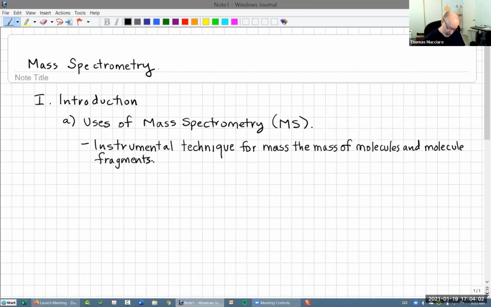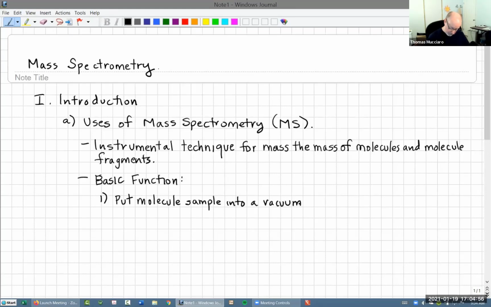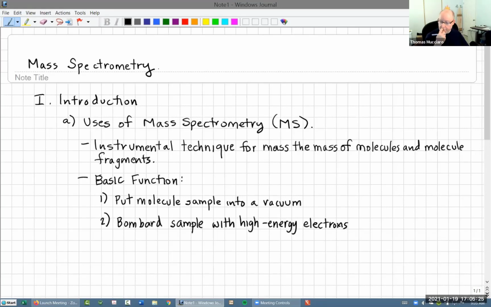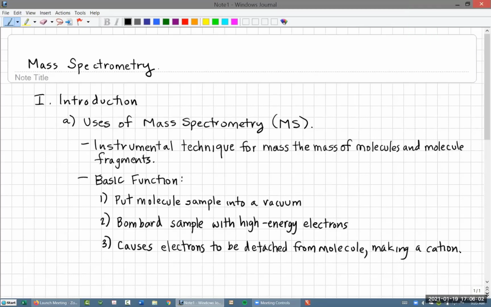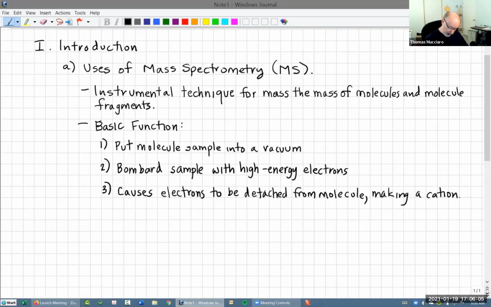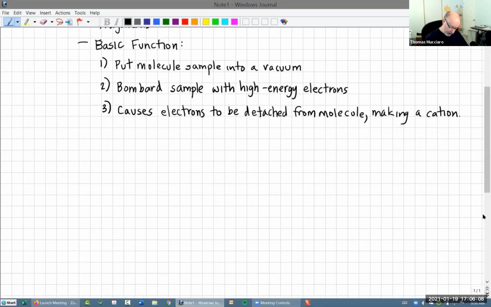So a mass spectrometer is an instrument that measures the mass of molecules and molecular fragments, molecule fragments that we're going to talk about, okay? So the way it works is we put a molecule sample into the vacuum where it should vaporize. We then bombard that sample with high energy electrons. That causes an electron to be detached from the molecule, making a cation. So I'm going to show you a generic equation that's used for this.